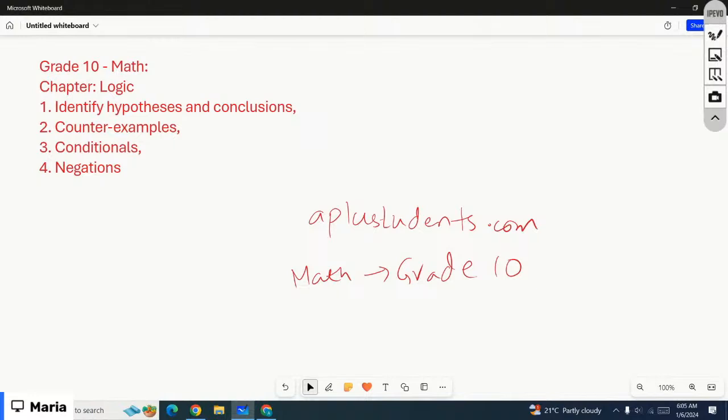The lessons we're going to cover today are identify hypotheses and conclusions, counterexamples, conditionals, and negations. So let's start with the first example, that is identify hypotheses and conclusions.